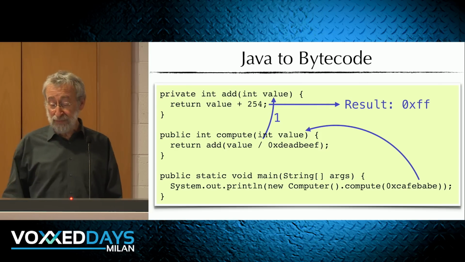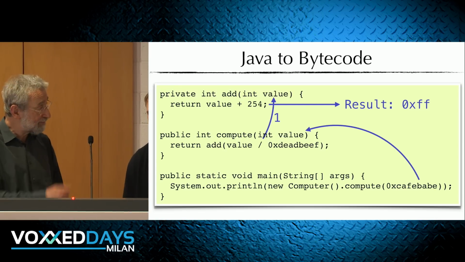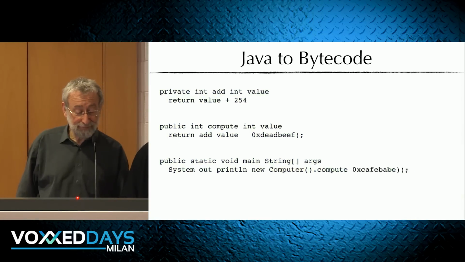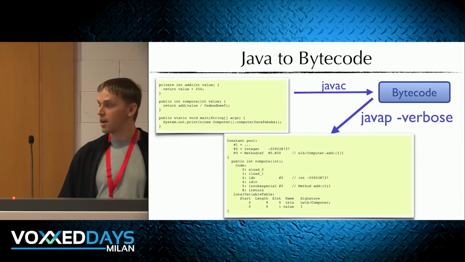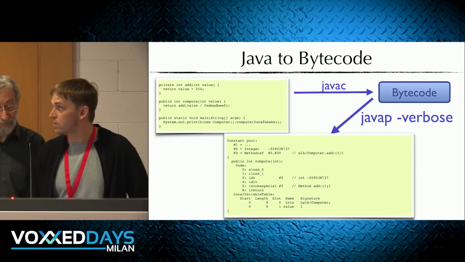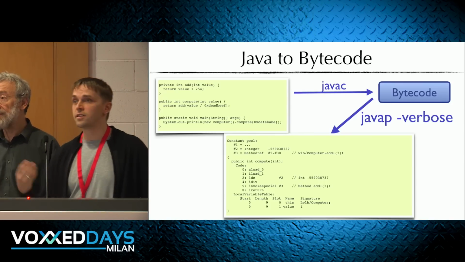So we'll have a look now at how the bytecode executes when that happens. All right, so we have this. Let's have a look at the bytecode. If you run javac on our program, we get bytecode. The JDK provides a tool that is essentially a disassembler for Java.